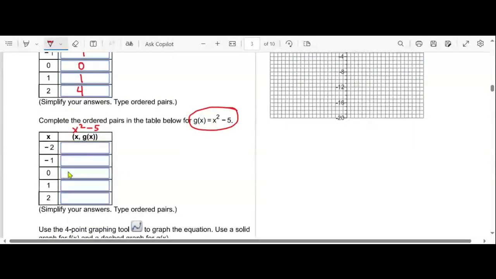G of 0? Minus 5. G of negative 1? It will be negative 6. I'm sorry, negative 4. Negative 4. G of negative 2?